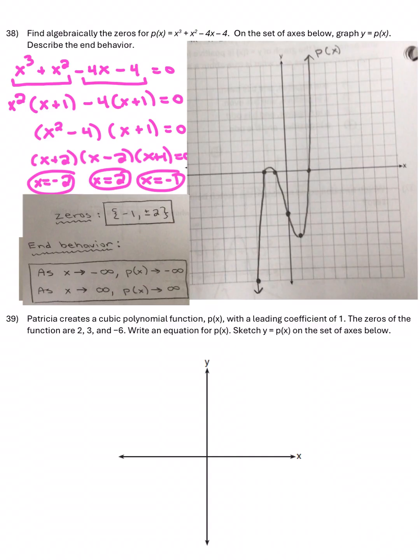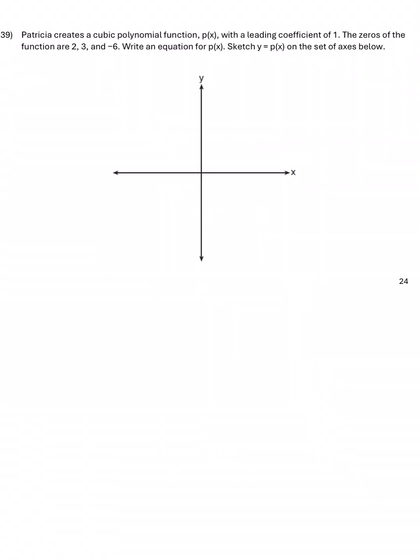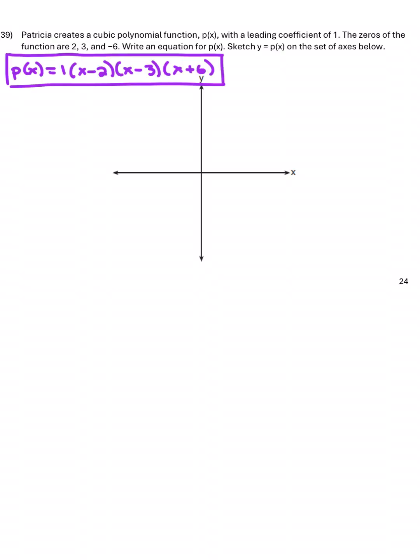Okay, so now let's take a look at the next one, number 39. Okay, so Patricia creates a cubic polynomial function. So cubic, remember, is third degree. P of x with the leading coefficient of 1. The zeros of the function are 2, 3, and negative 6. Okay, now the first thing they want us to do before we graph is write an equation for p of x. Okay, so everyone hit pause, take a look at what they give us, and see if you can write an equation for p of x.